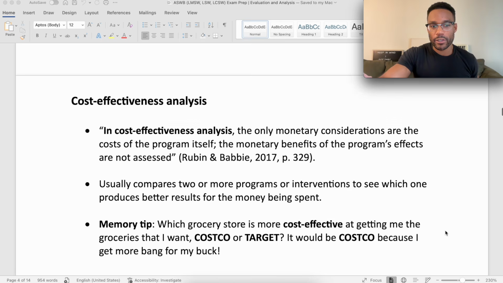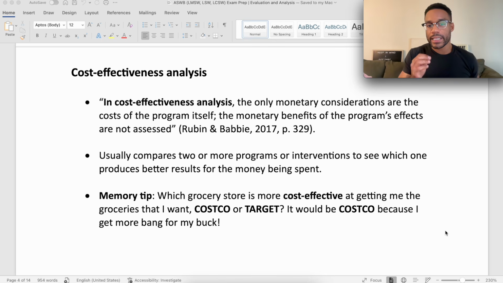When we talk about cost effectiveness analysis, we're primarily looking at, hey, how much does it cost for this program, this intervention? And how much bang for a buck do we get for the money being spent? That's what we want to look for. We're not turning the outcome, the benefit, into monetary terms. That's cost benefit. With cost effectiveness, hey, what grocery store gets us more bang for our buck?